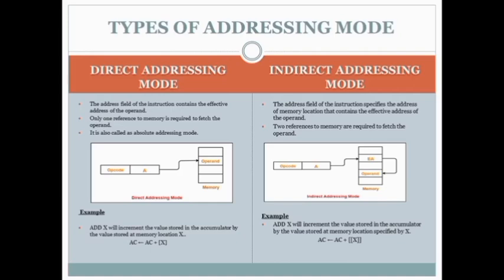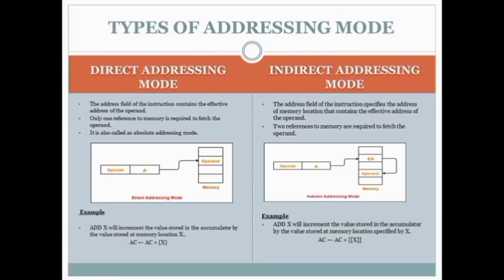Makikita na natin, from accumulator plus, lalagyan natin ng X, bracket, only one bracket sa X. Dito naman sa indirect addressing mode, kung sa direct addressing mode is isa lang ang kailangan na reference para ma-fetch natin yung operand, dito naman is 2 references. Kung saan, makikita natin, in order na makakonect sa operand, kailangan natin ng address and the effective address bago tayo mag-connect sa operand. The address field of the instruction specify the address of memory location that contains the effective address of the operand. 2 references to memory are required to fetch the operand.